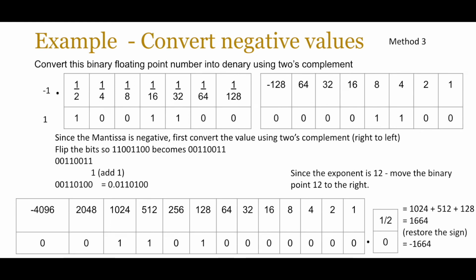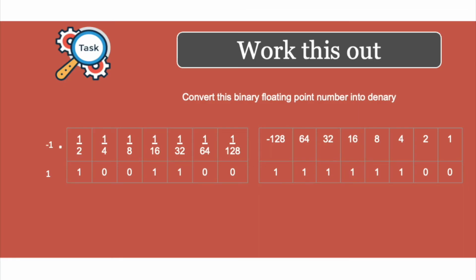Now, if you equate this one, what happens is you get 1024 plus 512 plus 128, which also equates to 1664. But this 1664 is currently positive. So the final step in this algorithm is to just restore the sign bit. So if the original one had a negative sign, we just put the sign at the front. So 3 different ways to work out the same answer. You can pick and choose which one you think is the easiest for you. Now let's work out another example.